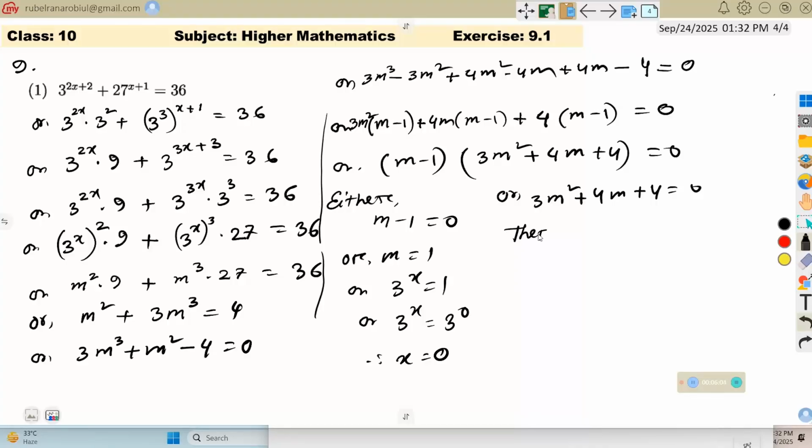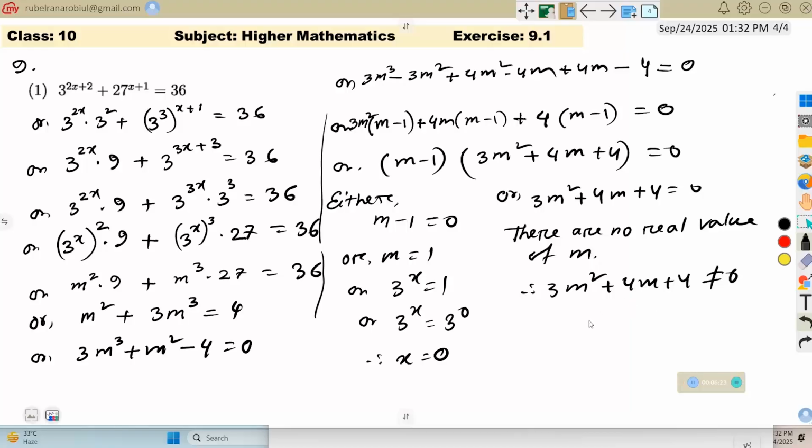So we'll write there are no real values of m. So 3m square plus 4m plus 4 is not equal to 0. That's our answer. Our answer is x equals 0.